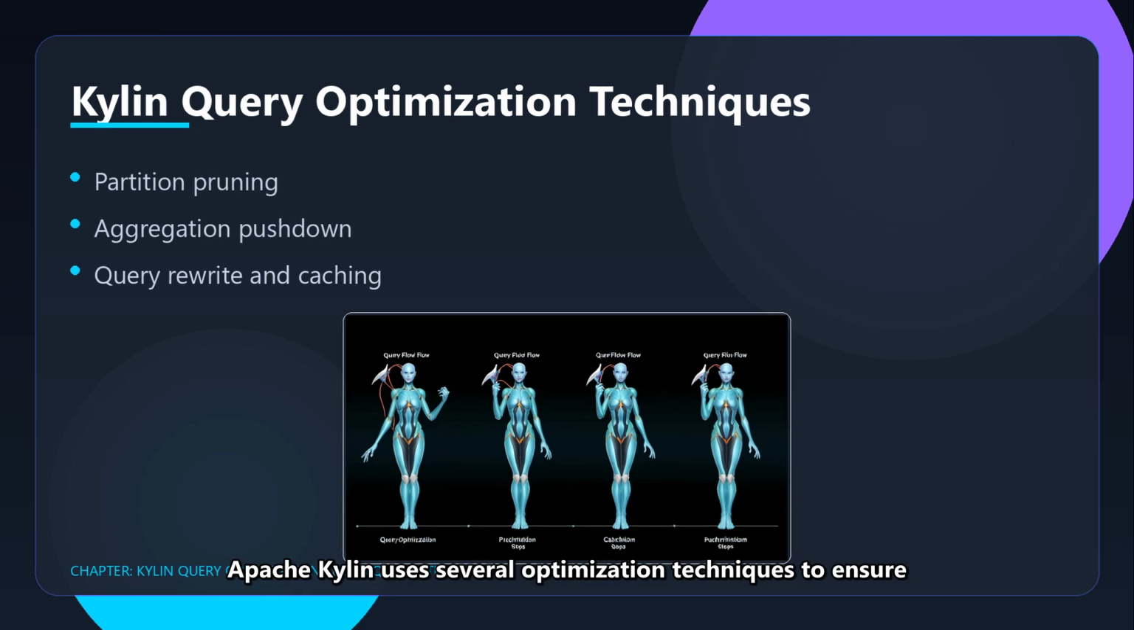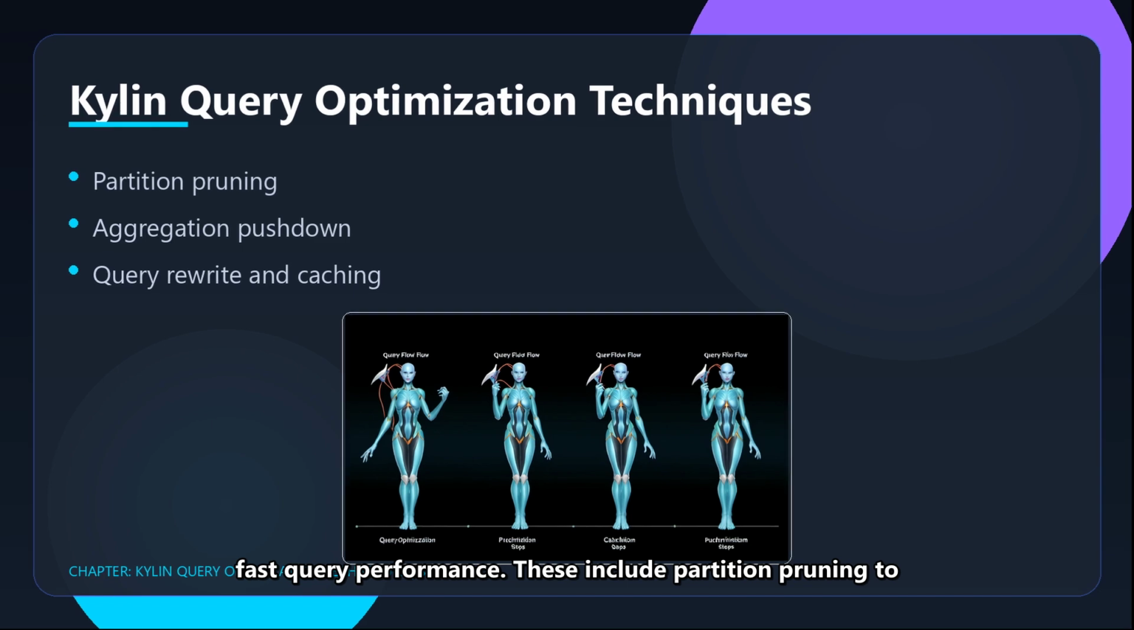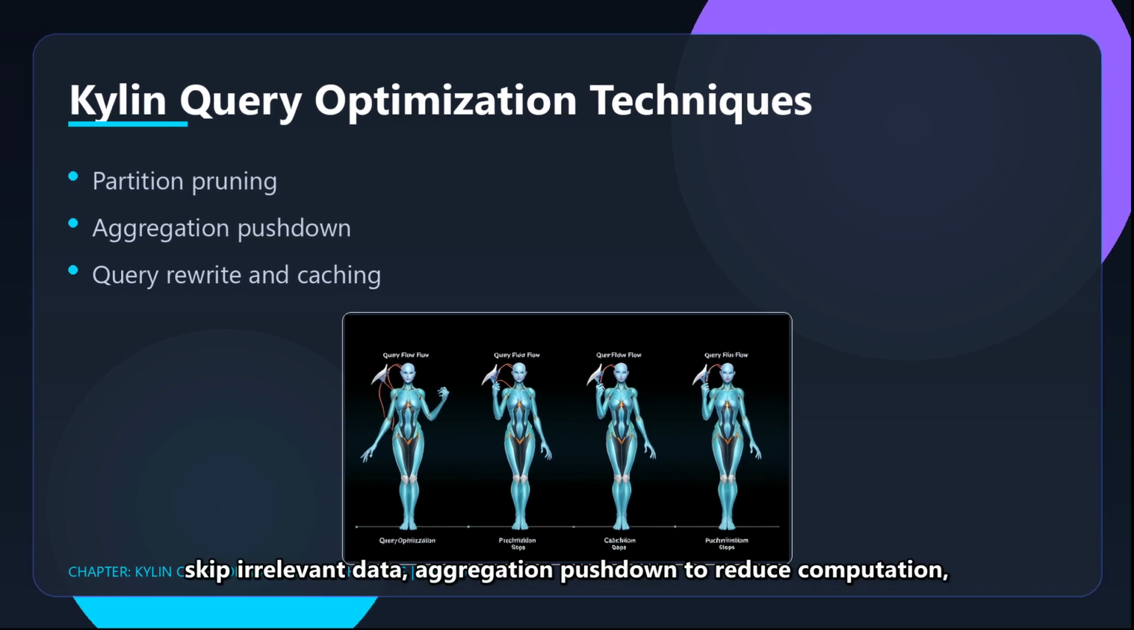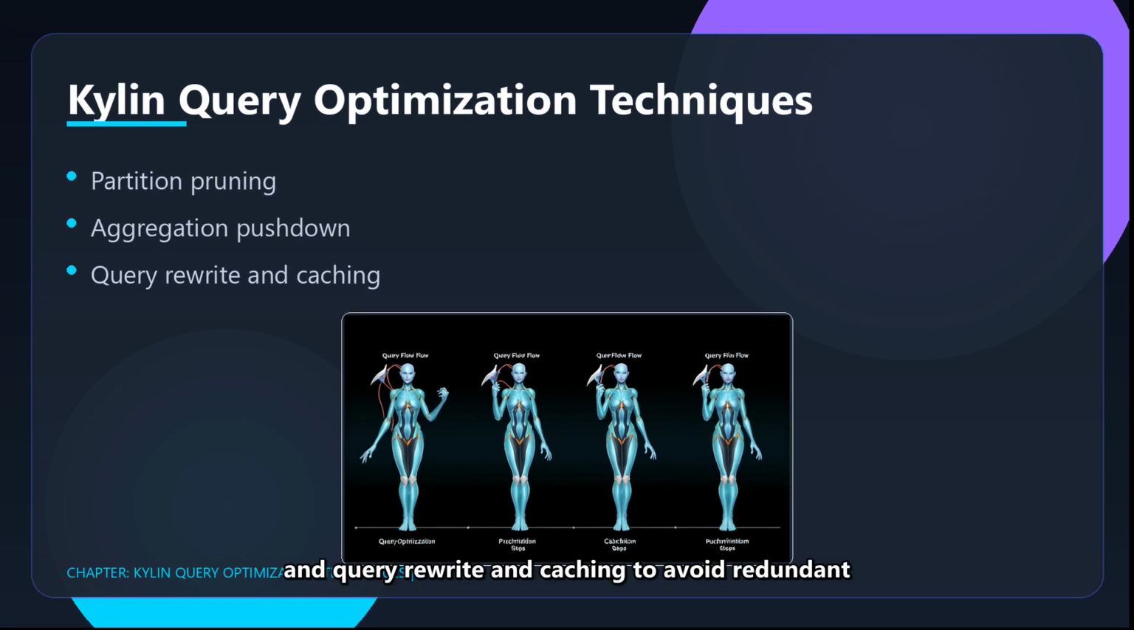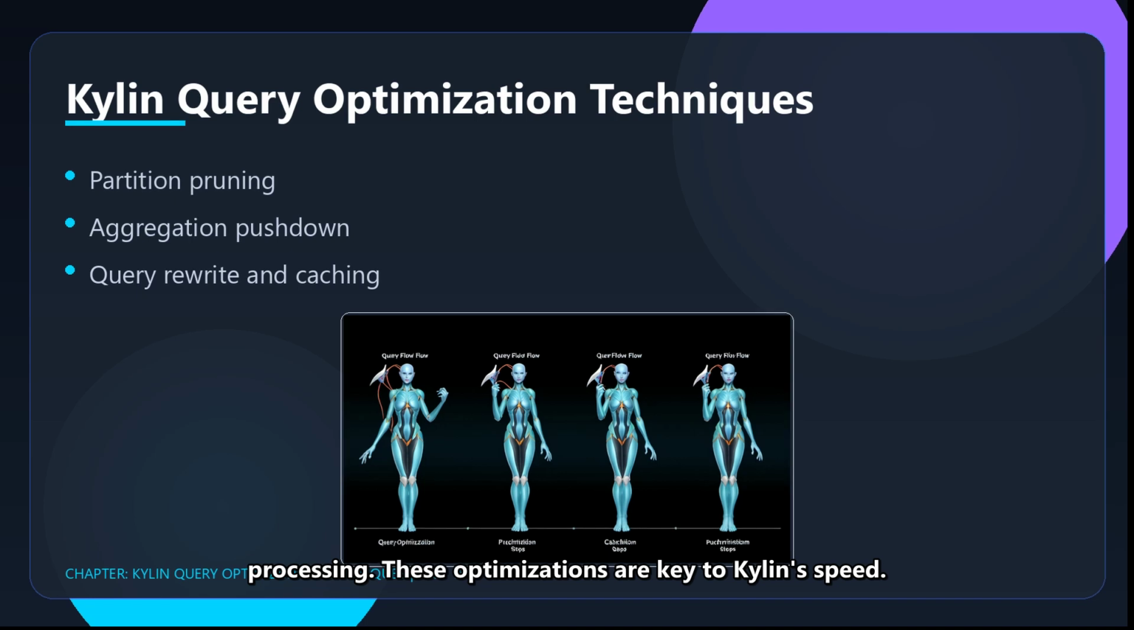Apache Kylin uses several optimization techniques to ensure fast query performance. These include partition pruning to skip irrelevant data, aggregation pushdown to reduce computation, and query rewrite and caching to avoid redundant processing. These optimizations are key to Kylin's speed.